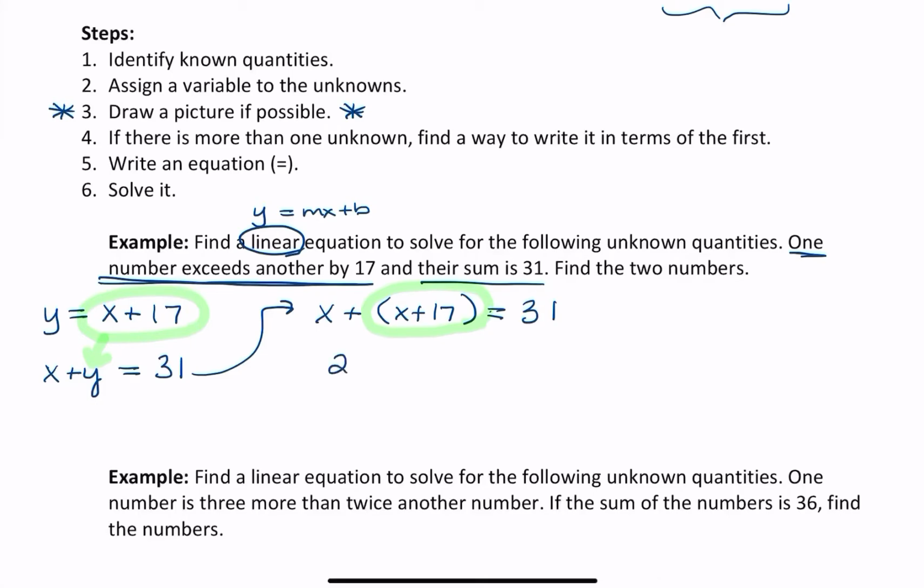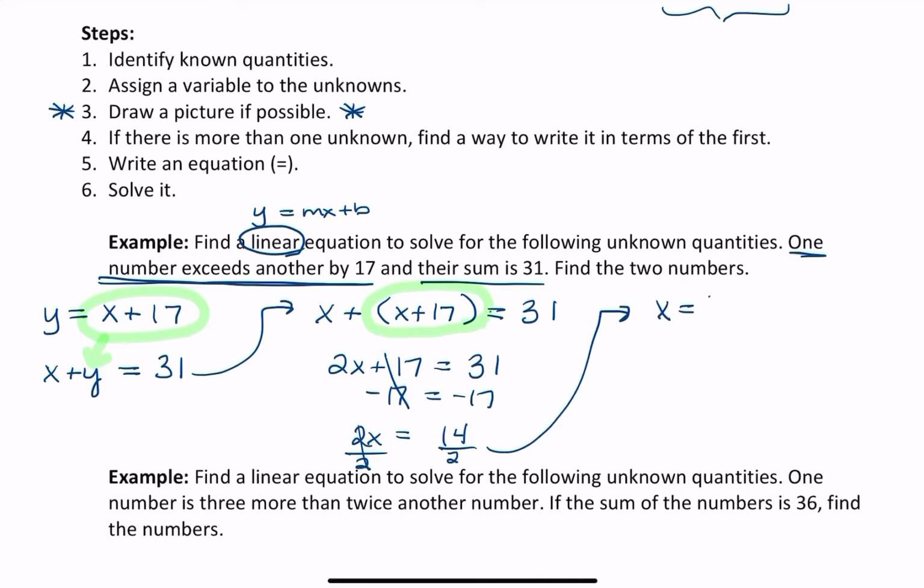So you've got 2x plus 17 equals 31. And then you can solve that. I'm going to subtract 17 from both sides, and I've got 2x equals 14. And then when you divide by 2 on both sides, that's going to give you x equals 7.